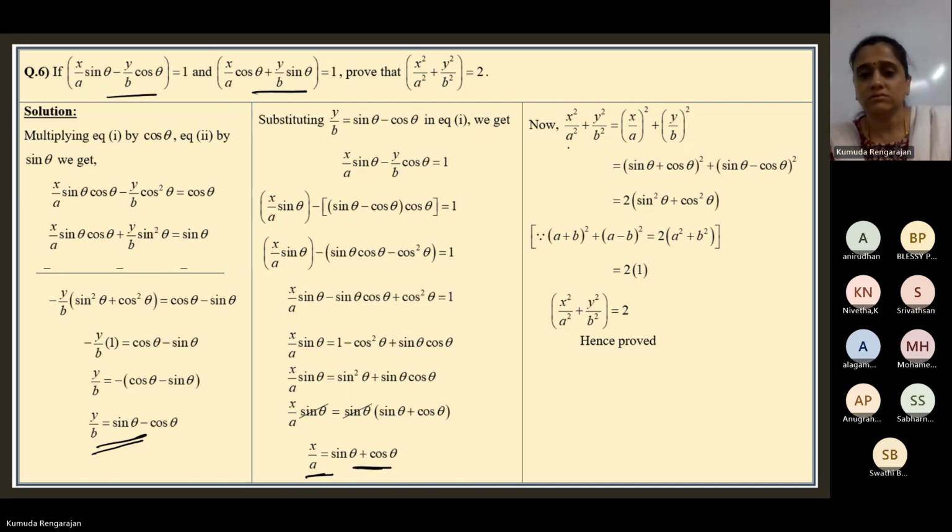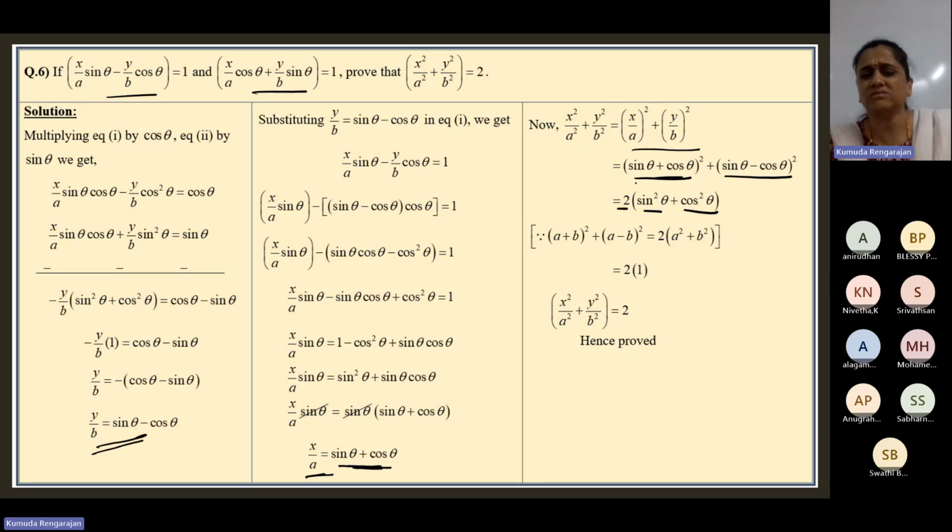Now, this one is x by a the whole square plus y by b the whole square. So what's x by a? Sine theta plus cos theta the whole square. What's y by b? Sine theta minus cos theta the whole square. Now this is the form a plus b the whole square plus a minus b the whole square, which is 2 of a square plus b square.